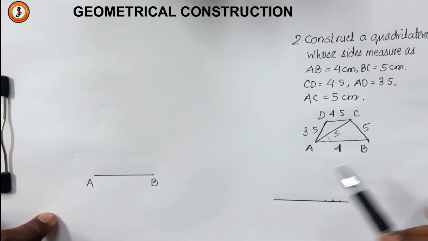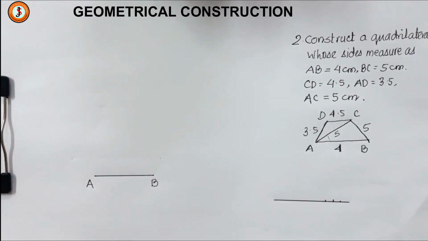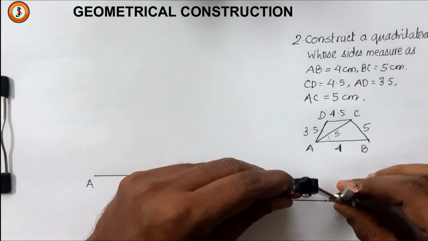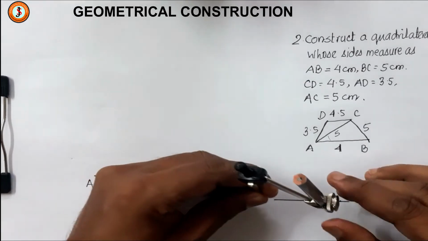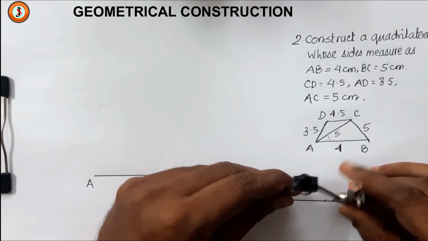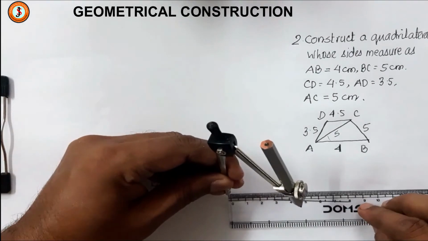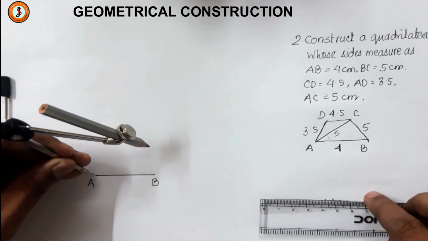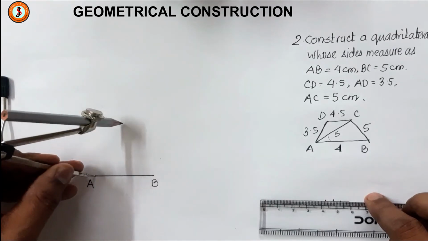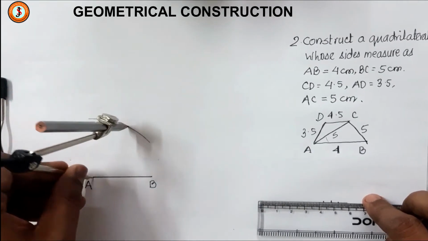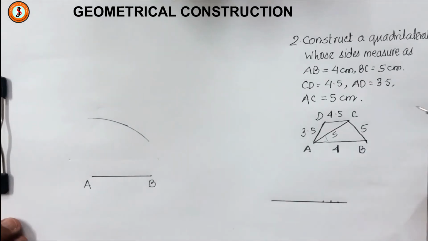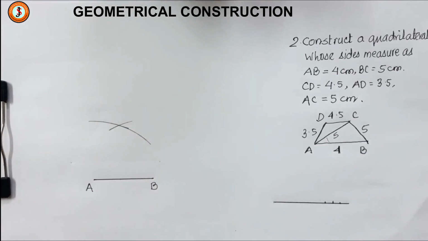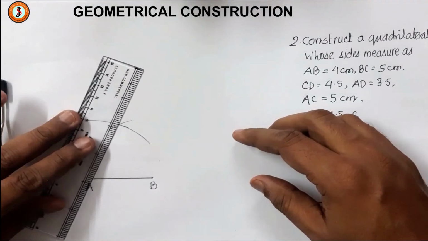Now AC is 5. So from A to C I have to take 5. Already I know this is 5, so I will take this larger length, isn't it? I will check it, this is 5 I think. So this is 5. Alright. You can use a scale also if you want. If you have missed this trick, then just go with the scale. And this is 5. Then from B also you have to go with 5. So now I get the triangle ABC. You need to join if you want.